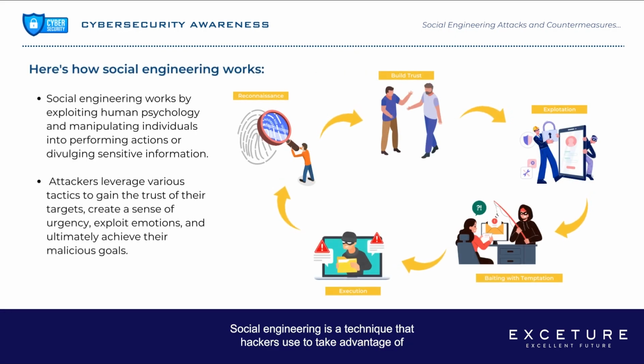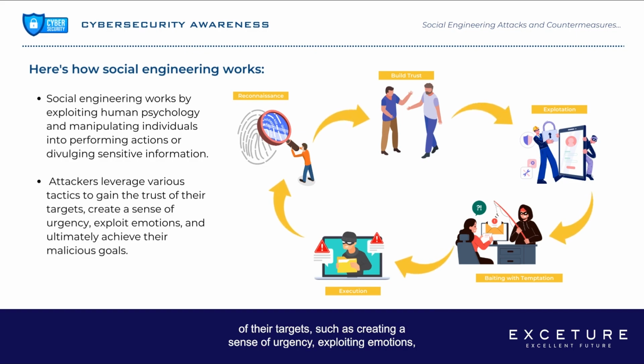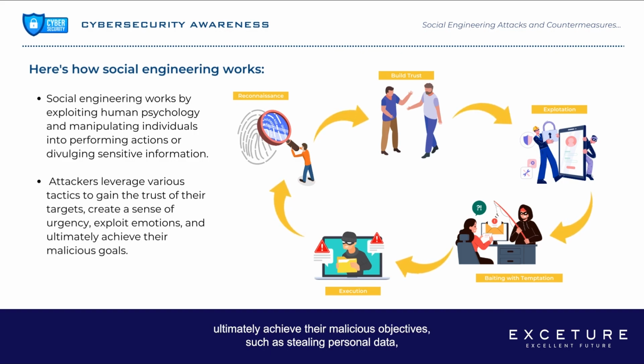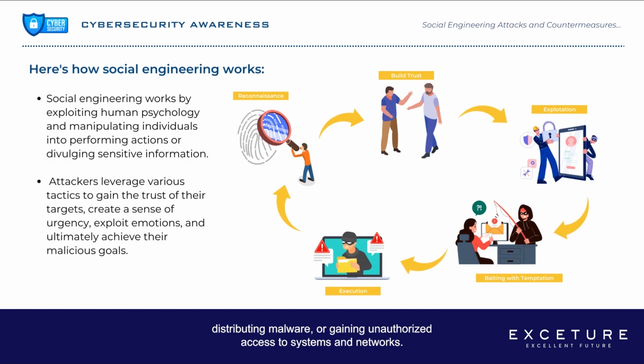Social engineering is a technique that hackers use to take advantage of human psychology and coerce individuals into performing certain actions or revealing confidential information. It involves a range of tactics that cybercriminals use to gain the trust of their targets, such as creating a sense of urgency, exploiting emotions, and building rapport. These hackers use these methods to deceive their targets and ultimately achieve their malicious objectives, such as stealing personal data, distributing malware, or gaining unauthorized access to systems and networks.